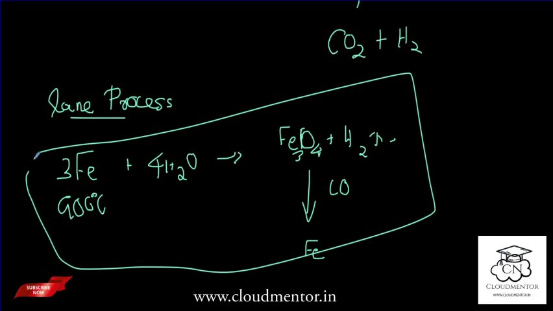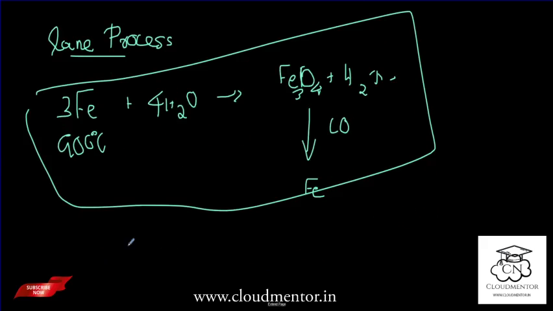And the next method is the Nelson or Castner-Kellner process.